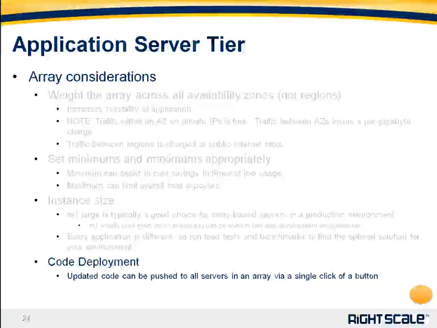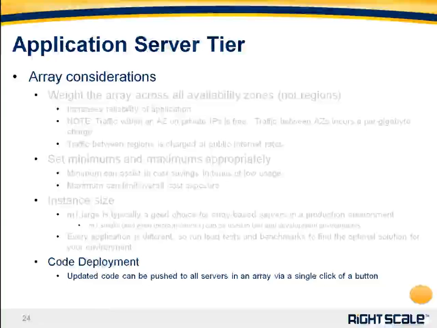And then as far as code deployment, we talked about earlier about making sure that all the application servers in the tier have the same version of code. Well, within the RightScale platform, we have the ability to run a script across all servers in an array that allows you to deploy that code. So with a single click of a button, you can check out a brand new version of code and be sure that all the application servers in that array are going to run that script and therefore download that exact same version of code.